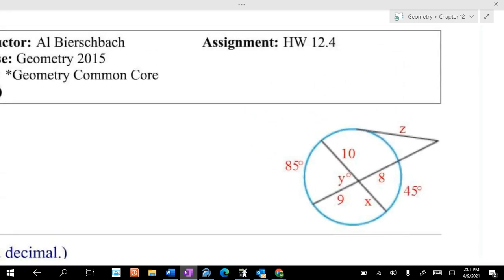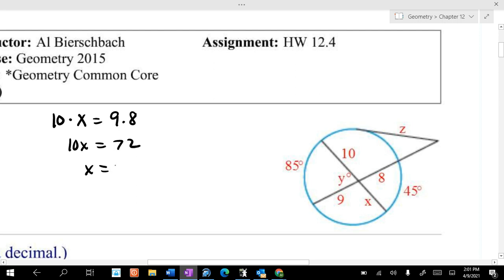Okay, in this drawing, how do you find x? How would we find x in this drawing? X is at an angle or a length? A length, and it's with chords crossing on the inside. So it's 10 times x equals 9 times 8. So 10x equals 72. X equals 7.2.